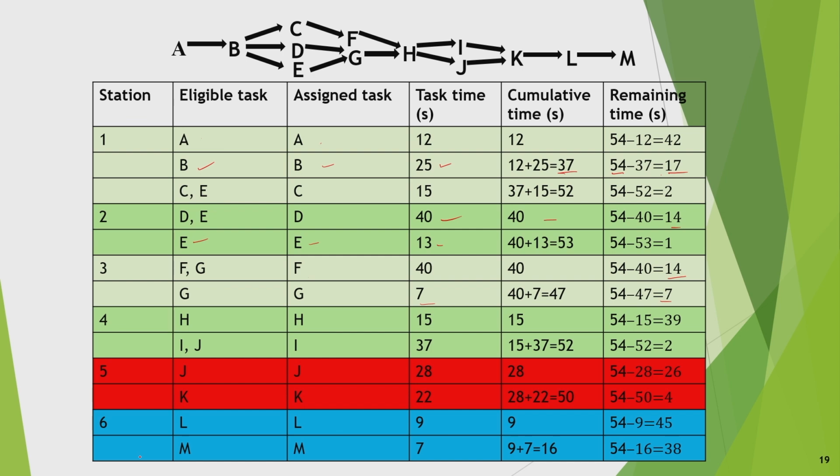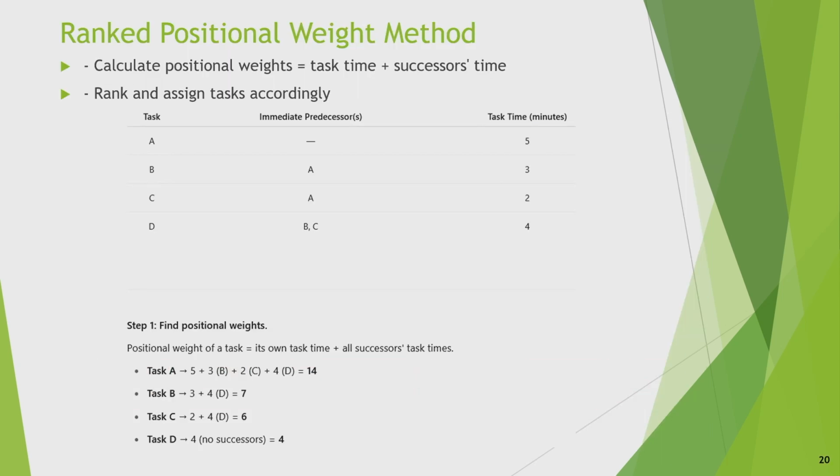Now you have to make a sixth station for L and M. L is equal to 9, but you are having 45 seconds left. Then M is 7. So you are getting a huge idle time of 38 seconds, but you can't do anything about it right now. There can probably be more efficient approaches, but this scheme requires 6 workstations. So this is not 100% efficient.